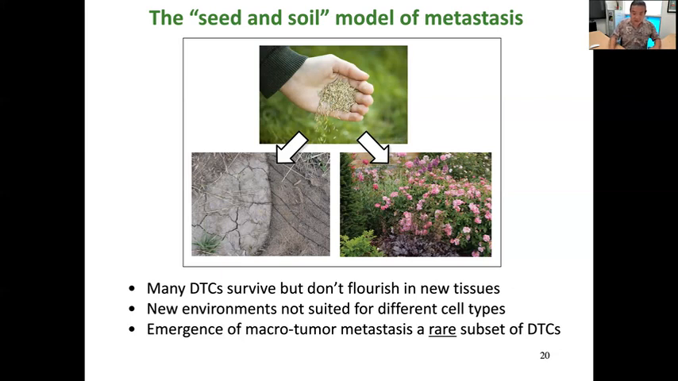So this seed and soil model, I think in most discussions of cancer, is brought up. And I think it is a nice model because intuitively it makes a lot of sense. It makes you realize that even though a patient may have thousands of micrometastases spread around, really the ones that you care about are the ones that ended up in places where the new environment is conducive and supportive to those cells really taking off and forming a new tumor.